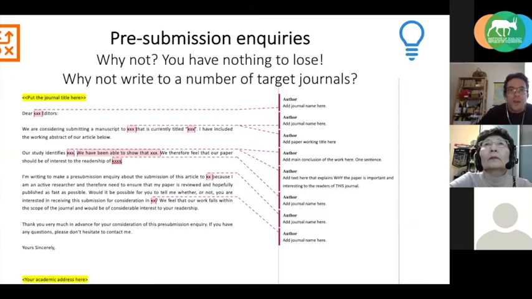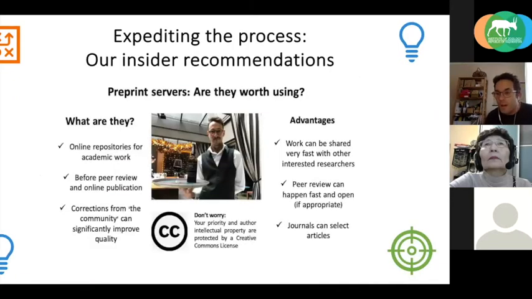You've nothing to lose. Why not write to a number of target journals before you even think about writing your paper? I always used to do this with my own papers. You have an idea, you have some results, you're thinking about writing up the paper, and you think about where you might get that work published. You then write some pre-submission inquiry emails to editors: I have this result, this outcome, this idea. Would that be of interest to your journal? Would you consider sending it out for peer review? It can be a very effective strategy to raise your success rate with your publications.